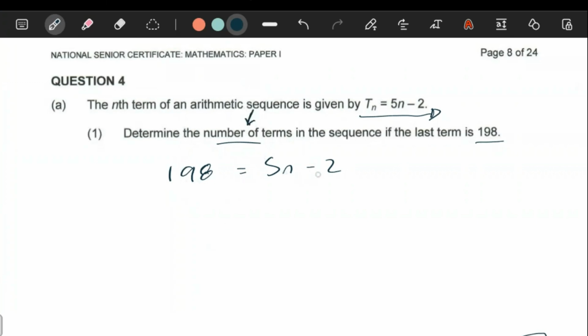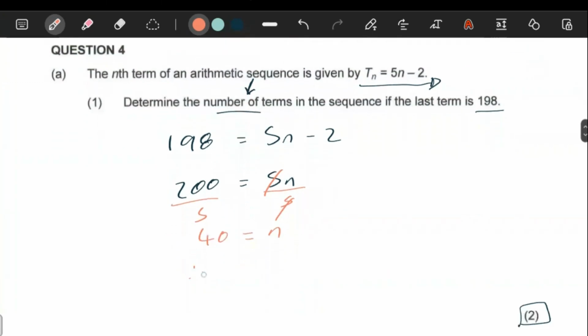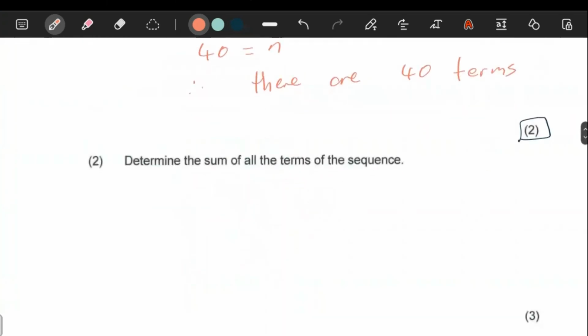You see, this can go over, it's a plus, so it's going to give you 200. Divide everything by 5. 200 divided by 5 is 40. Therefore, there are 40 terms.